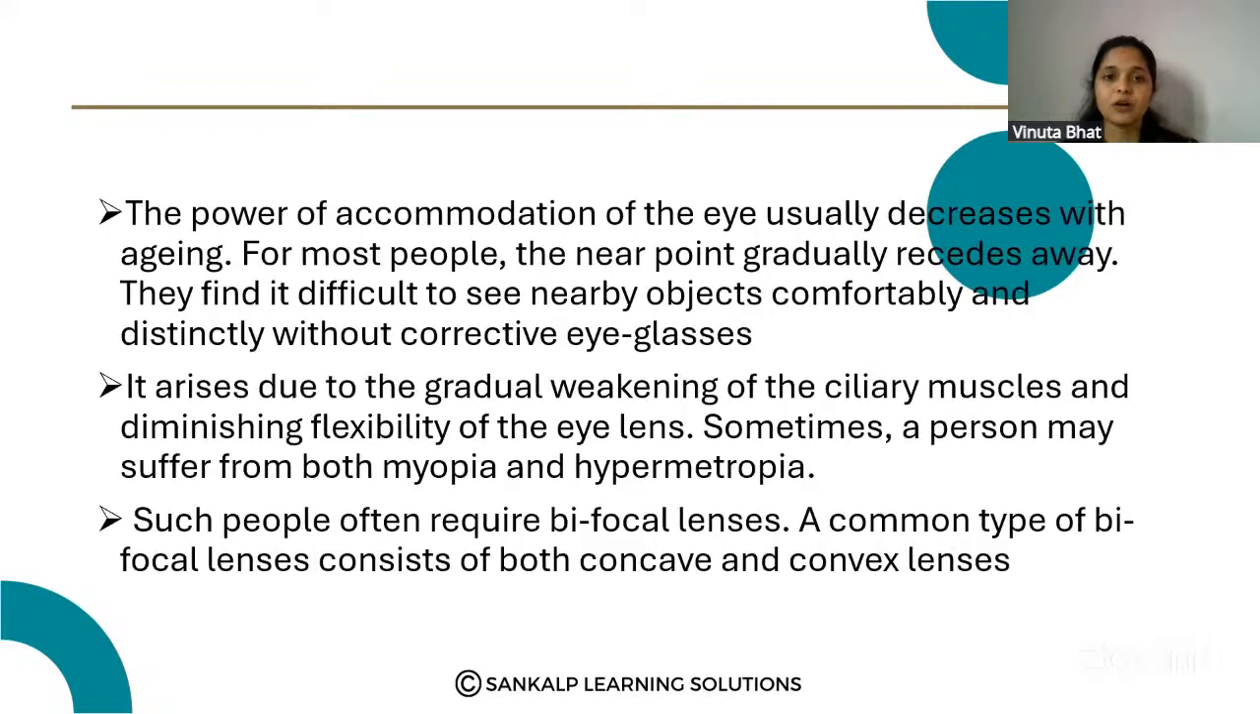The power of accommodation of the eye usually decreases with aging. For most people, the near point gradually recedes away. They find it difficult to see nearby objects comfortably and distinctly without corrective eyeglasses. It arises due to the gradual weakening of the ciliary muscles and the diminishing flexibility of the eye lens.